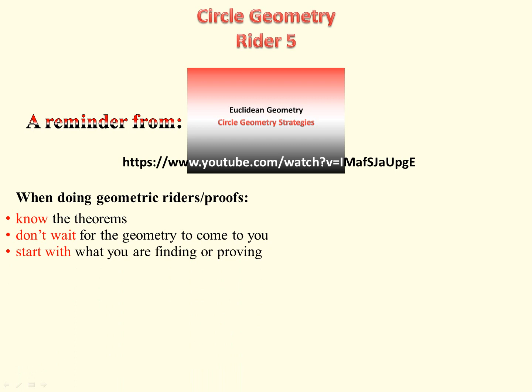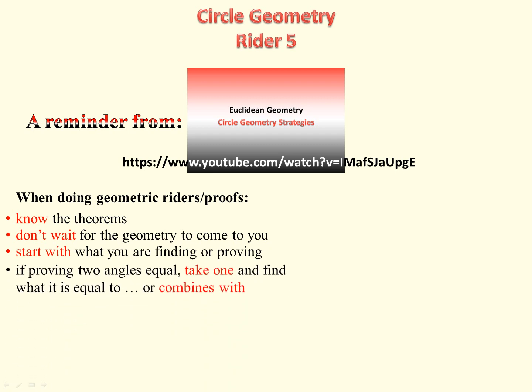Don't just draw in everything equal that you can see in the diagram. You can only confuse yourself. If proving two angles equal, take one and find what it is equal to or what it combines with. And if proving something about lines or shapes, parallel lines, cyclic quads, whatever, ask what if it is so.